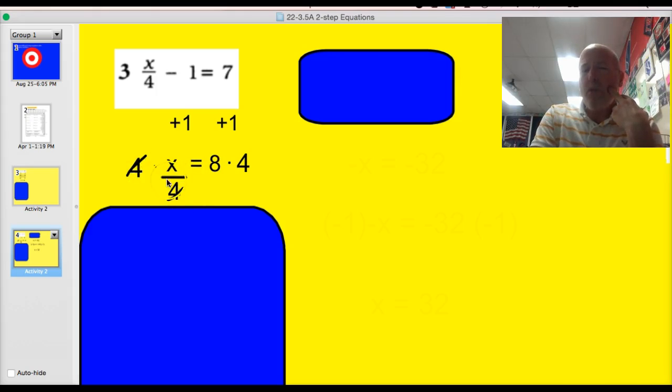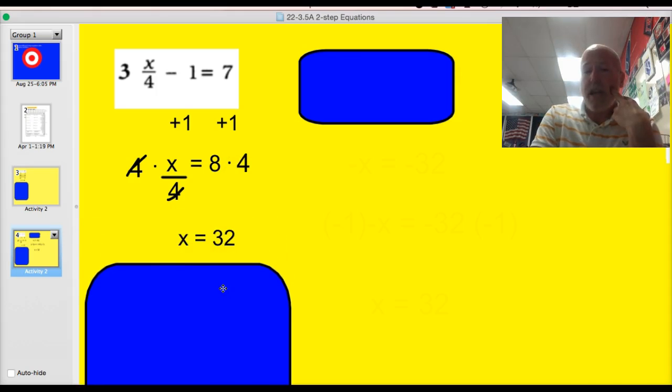Same thing. We're going to multiply by 4 to get rid of this division. When we multiply this side by 4, these cross off. We multiply this side by 4, we end up with x equals 32. And it makes sense. Pop it in. 32 divided by 4 is 8. You take away 1, you've got 7. But there's always a yeah but.